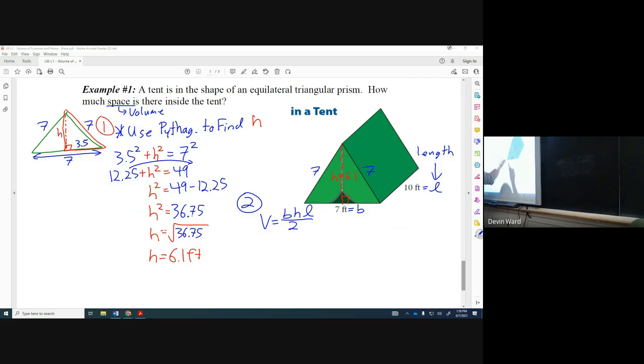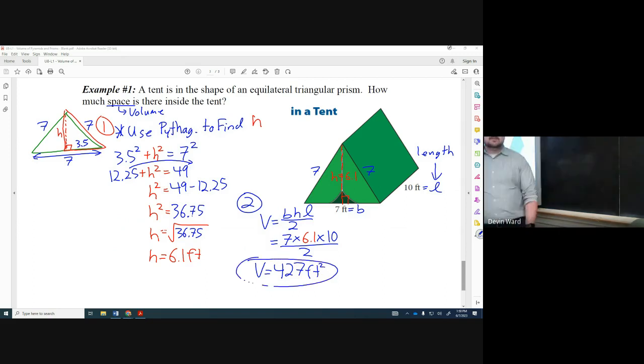So base times height times length divided by 2. So my base is 7 times, I just found out that my height is 6.1, times my length is 10, all divided by 2. You put that into our calculators and you should get 427 feet squared.